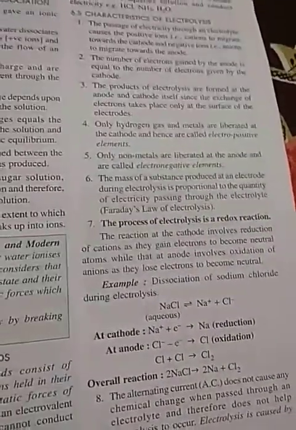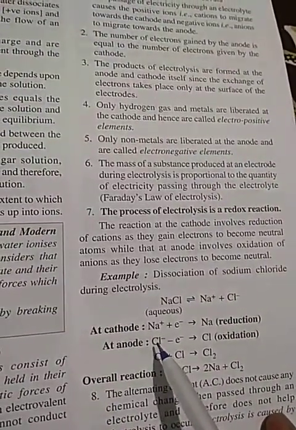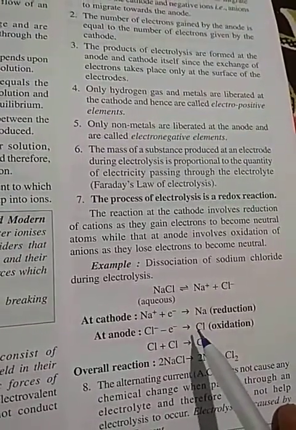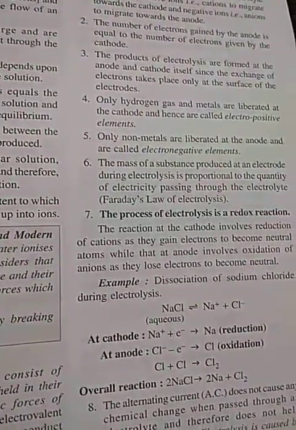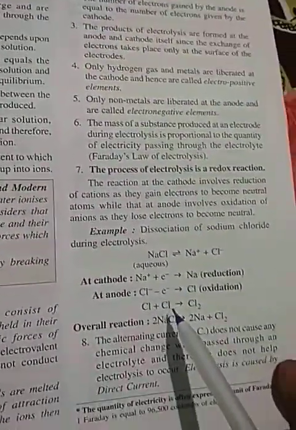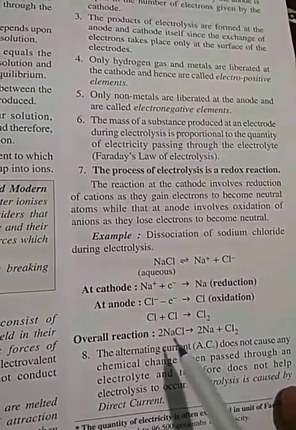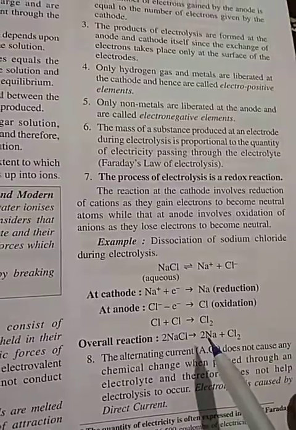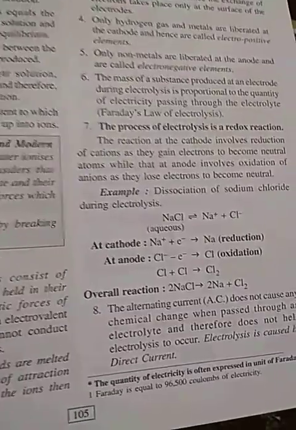And what happens at the anode? This chloride ion, how has it formed? By gaining electrons. So it will lose an electron at the anode and become a neutral chlorine atom. So what is oxidation? Loss of electrons. So two atoms of chlorine combine together and form one molecule of chlorine. So what will be the overall reaction? After dissociation, sodium chloride forms sodium and chloride ions.